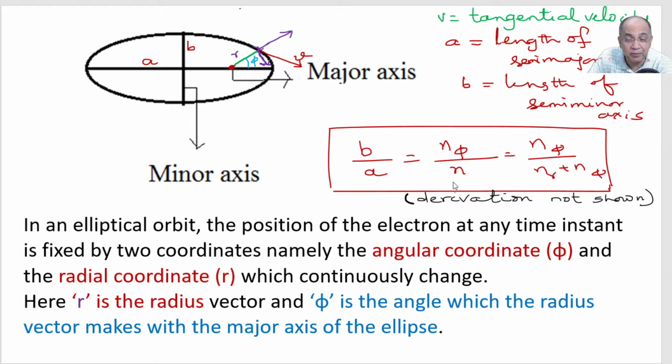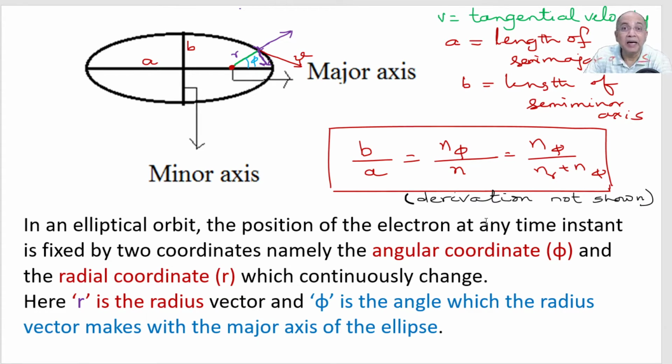So it was derived, it was found that this B by A is nothing but equal to the angular quantum number, azimuthal quantum number, by the total principal quantum number, that is n phi by nr plus n phi. Nr is the radial quantum number, n phi is the angular or azimuthal quantum number.